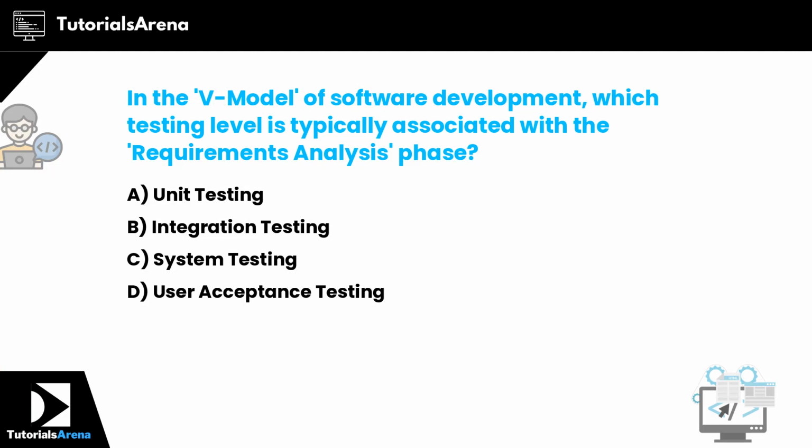In the V model of software development, which testing level is typically associated with the requirements analysis phase? The correct answer is option D, user acceptance testing.